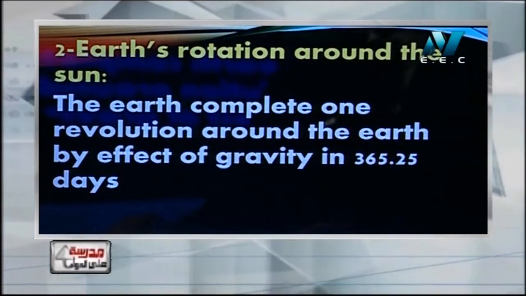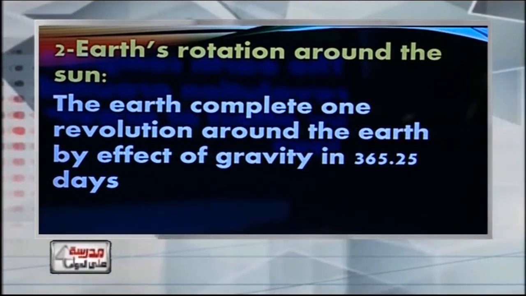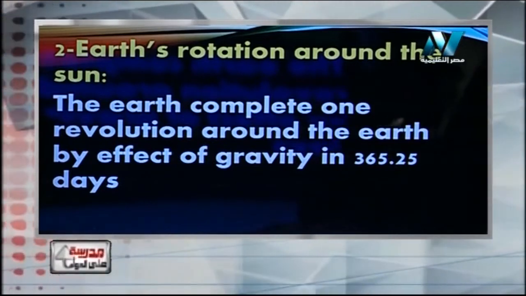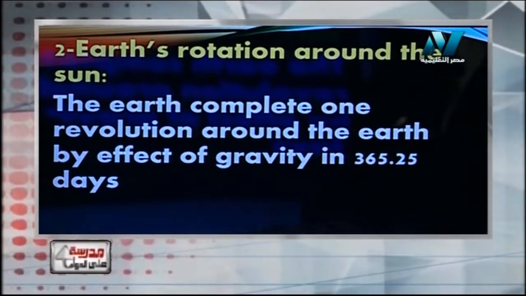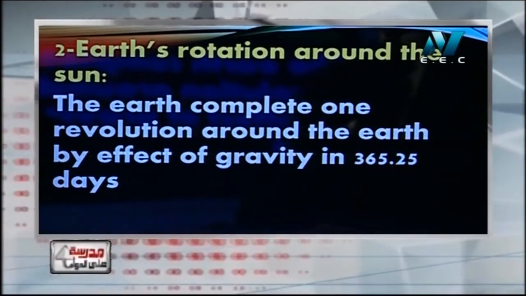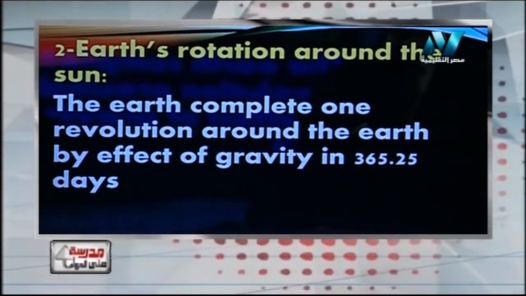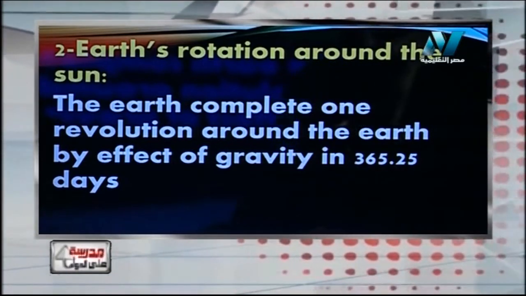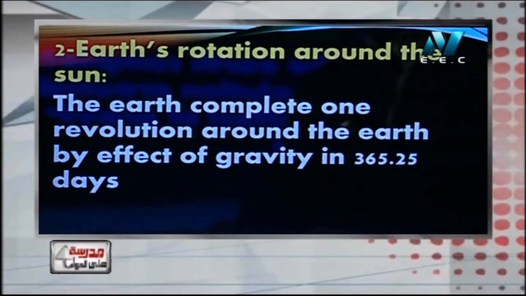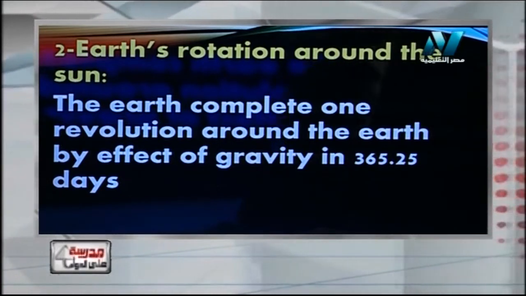Number 2, Earth's revolution around the sun. Let's talk about the Earth's revolution around the sun. You know, my dear students, that the Earth completes one revolution around the sun, by the effect of the gravity of the sun, in 365.25 days. 365 and a quarter days. The Earth completes one revolution around the sun.